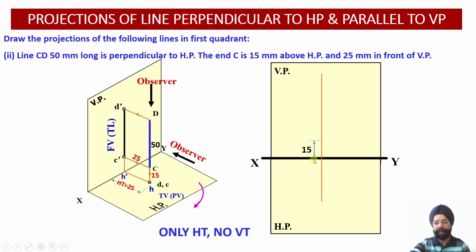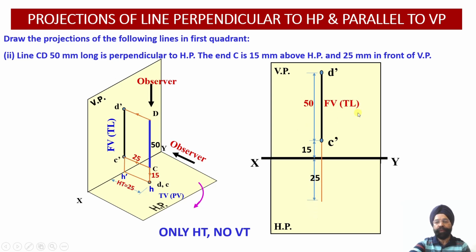So just see, 15 mm I leave. This is the distance of the line from the horizontal plane. So C of the line starts 15 millimeter away from the horizontal plane. So this is 15 millimeter I have left. Now I will draw this line CD. C dash will appear here. D dash will appear 50 mm after C in a vertical line. So just see I have done the marking. So this is my front view, which is giving me the true length of the line.